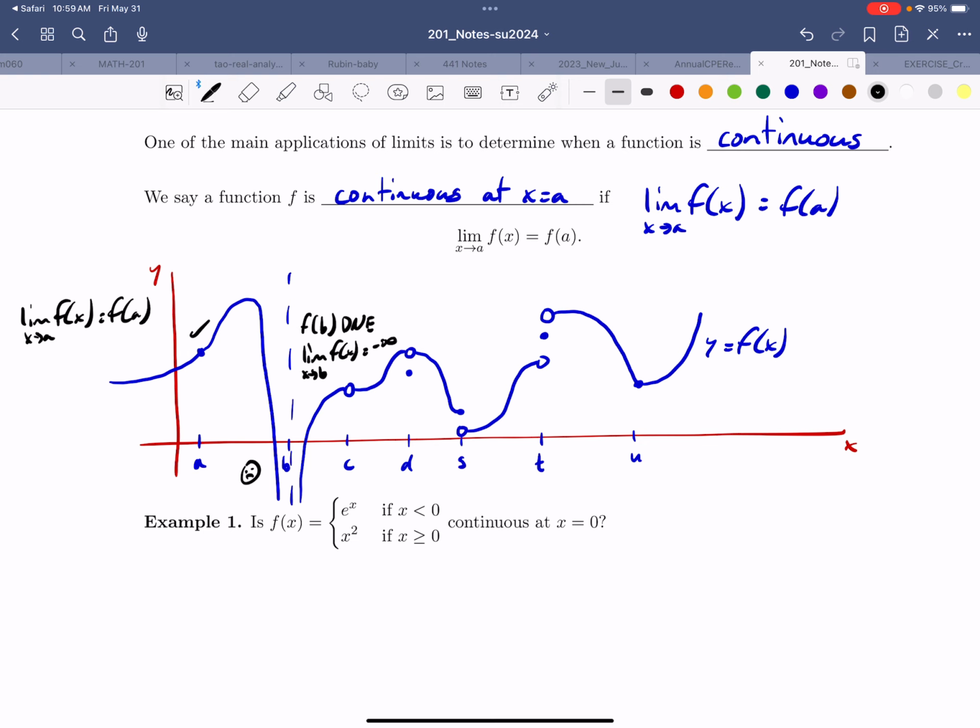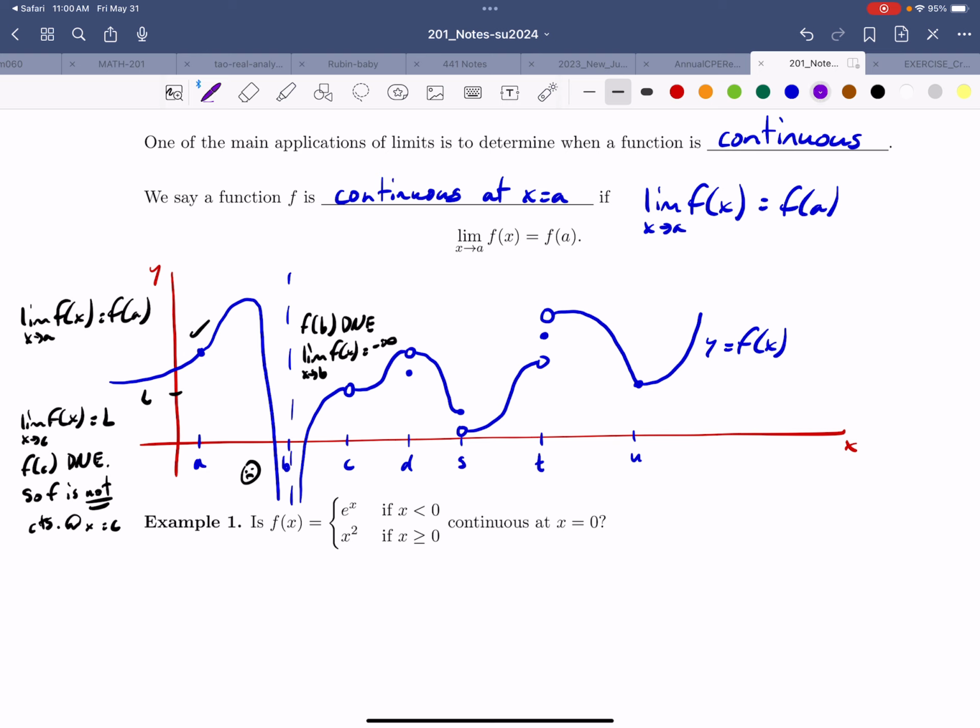Well, let's take a look. If we call this guy L right here, then the limit as x approaches c of f of x, from the left and from the right, is clearly approaching the same thing, and that's L. But f of c is not defined. f of c does not exist. So f is not continuous at x equals c.